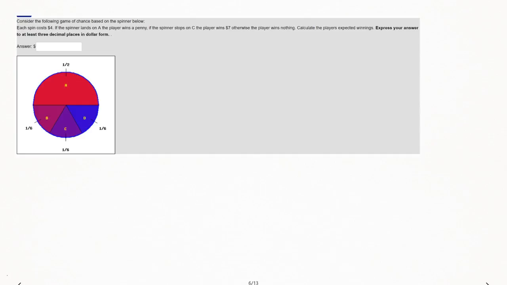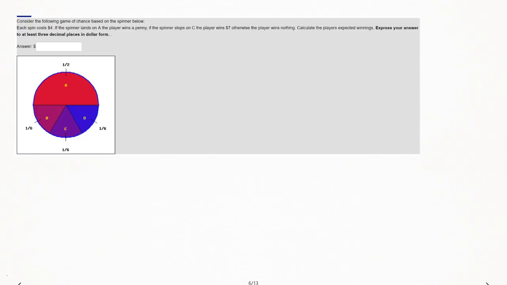All right. So now I know this one might be a little bit harder to read, so I will read it out just so you can see it. It says, consider the following game of chance based on the spinner below. Each spin costs $4. If the spinner lands on A, the player wins a penny. If the spinner stops on C, the player wins $7. Otherwise, the player wins nothing. Okay. So now, I want you to calculate the player's expected winnings. Express your answer to at least 3 decimal places in dollar form.